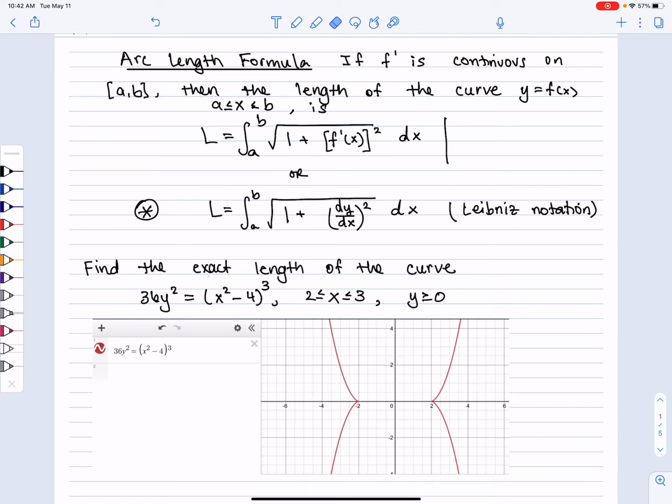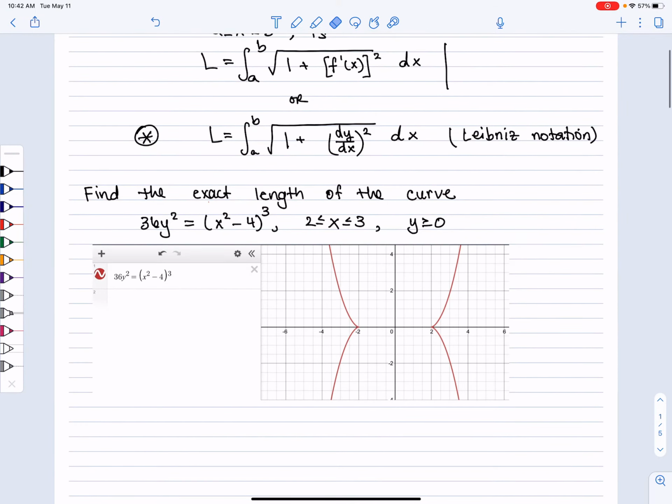In this video, we're going to be using the arc length formula to find the exact length of the curve for two examples. In a different video, we will talk about how it is that the formulas are the way they are. Let's look at this first example. We want to find the exact length of the curve that you see here for x values between 2 and 3 inclusive and y values greater than or equal to 0.